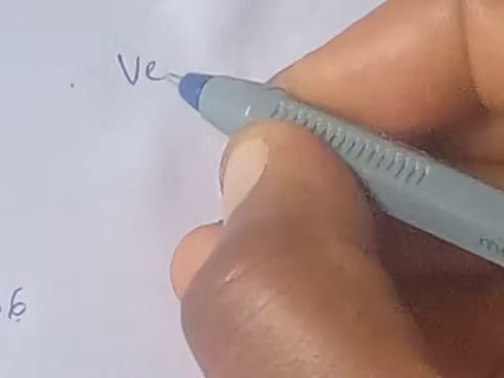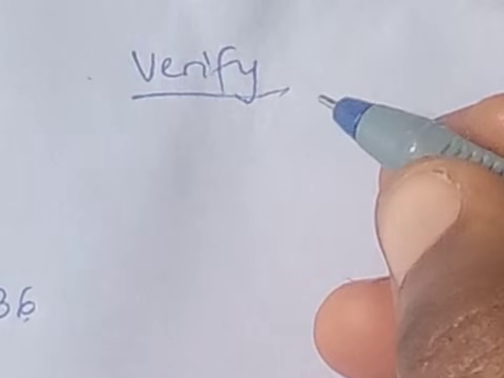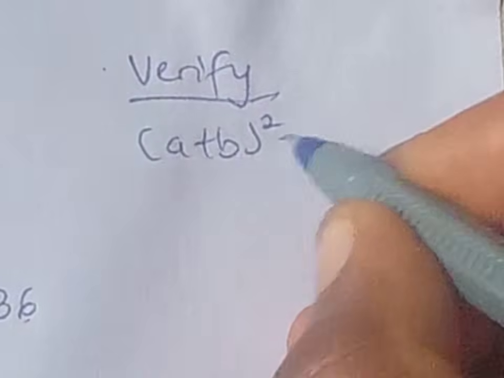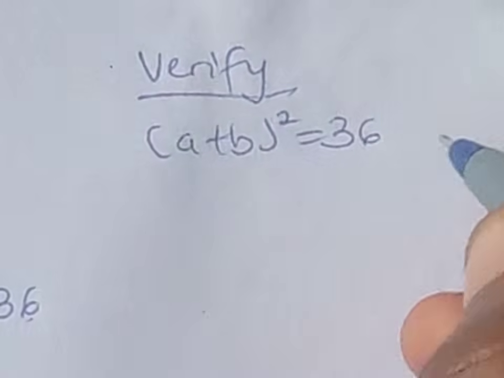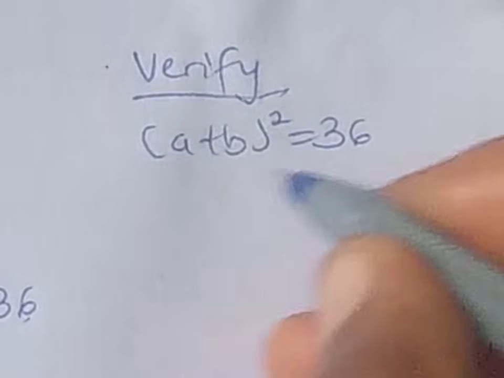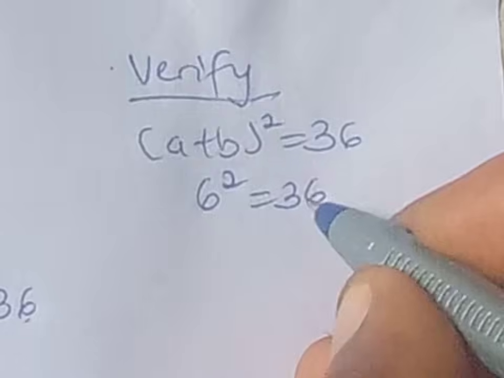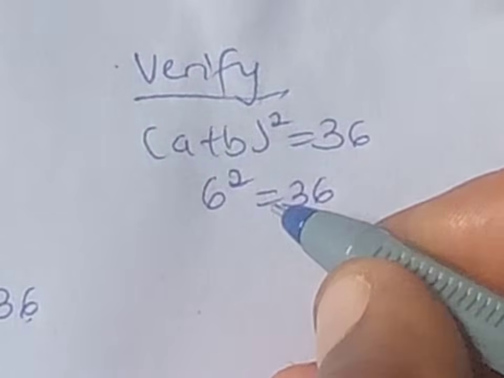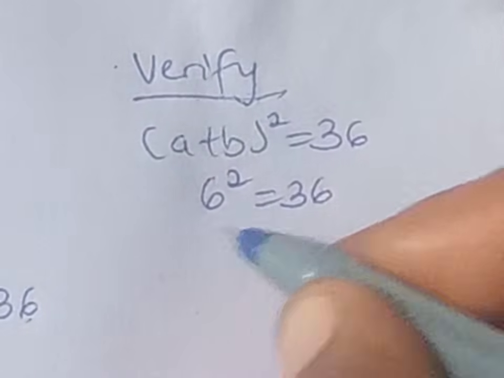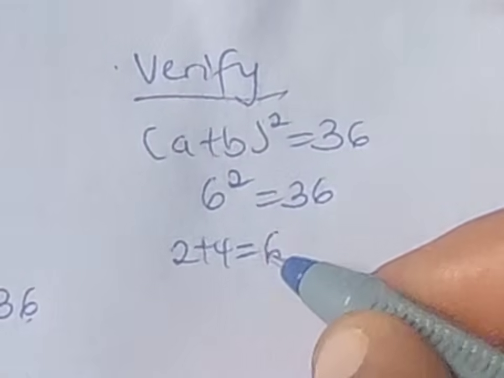Let's verify. Our solution again says (a plus b) square equals 36. Let's think of a number that when you square it, you get 36. That is 6 squared equals 36. Also, let's think of two numbers that when you add them up, you get 6. So let's pick 2 plus 4 equals 6.